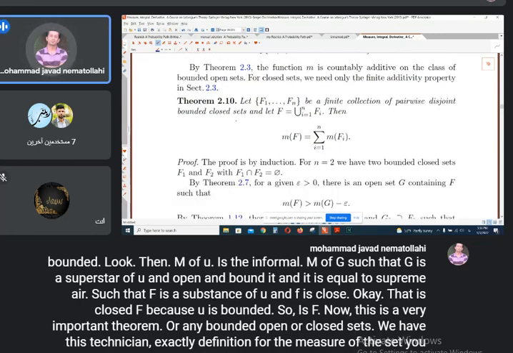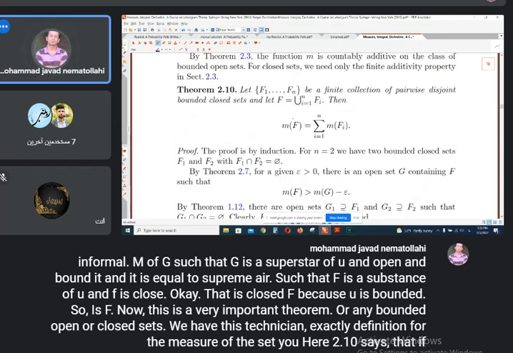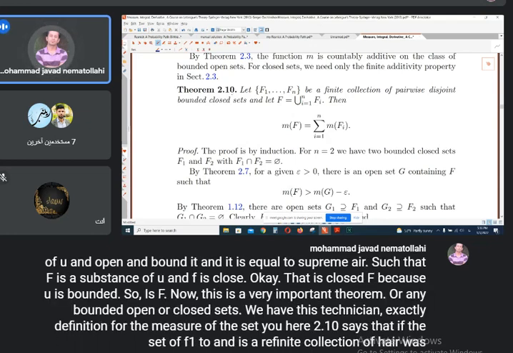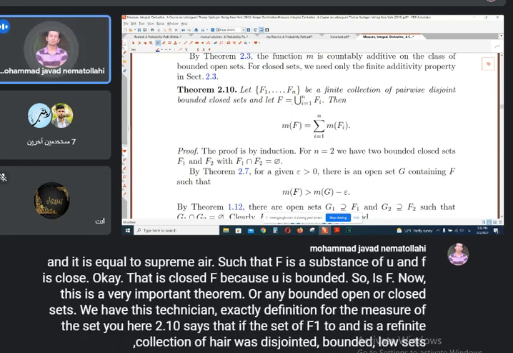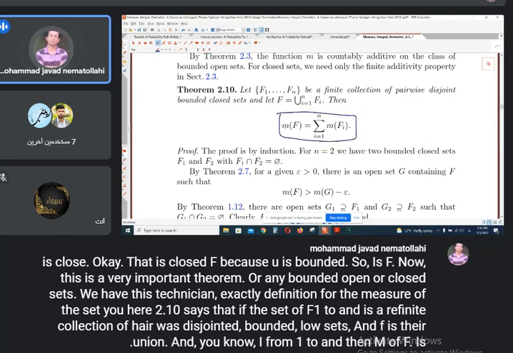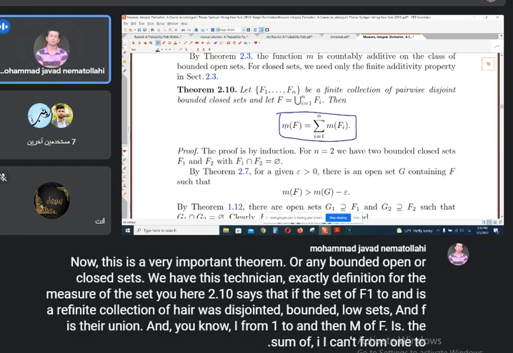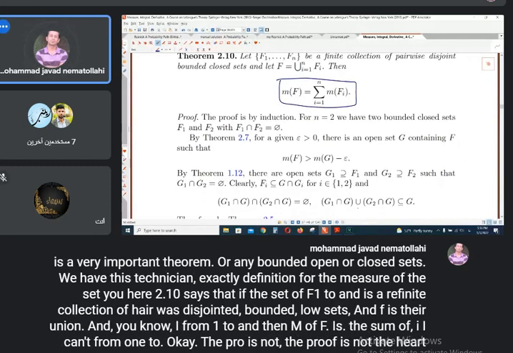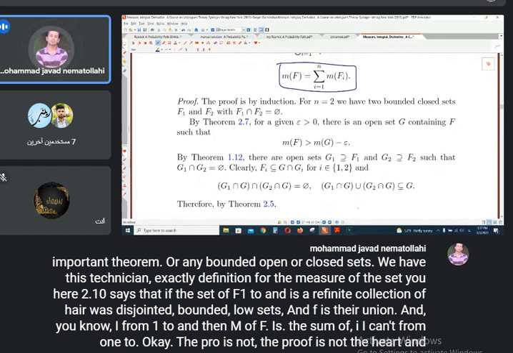Theorem 2.10 says that if F1 to Fn is a finite collection of pairwise disjoint bounded closed sets, and F is their union of Fi from 1 to n, then M of F is the sum of M of Fi, i from 1 to n. Okay, the proof is not hard, and I leave it to you.